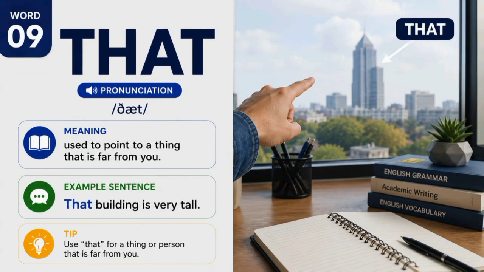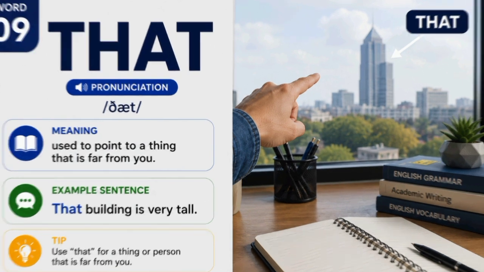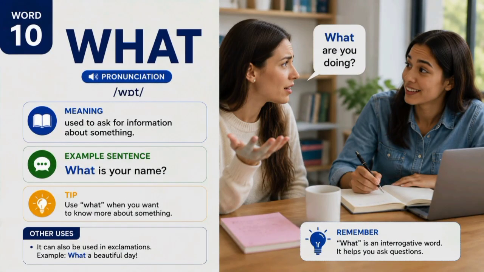Number 9 is that. It is used to point to a thing that is far from you. For example, that building is very tall. Use that for a thing or a person that is far from you. Number 10 is what. It is used to ask for information about something. For example, what is your name? Use what when you want to know more about something.